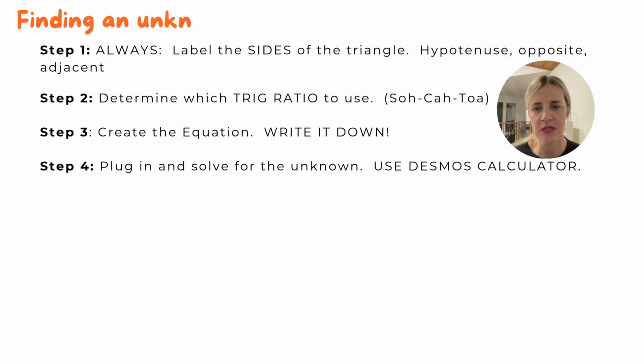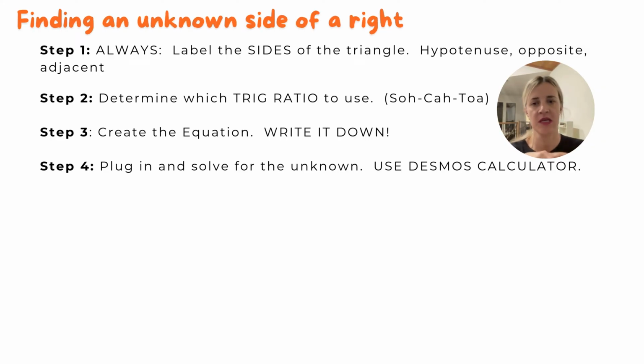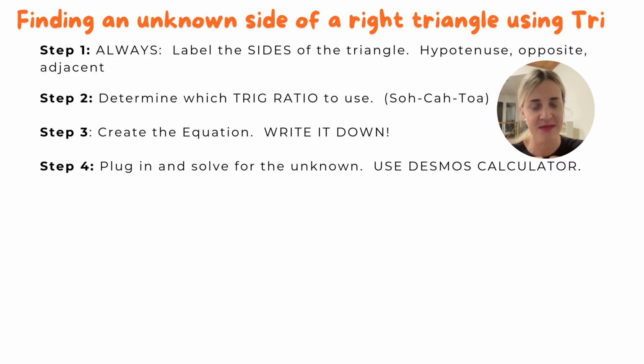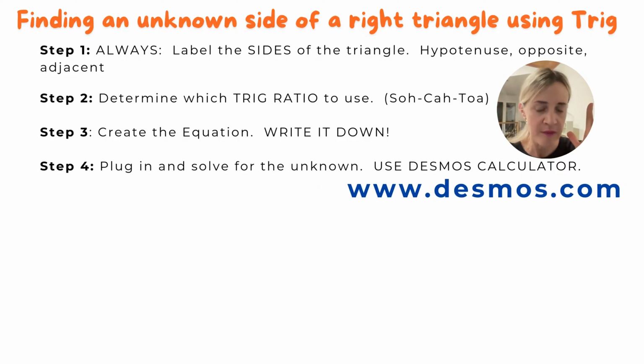And I do want to go through the steps one more time for finding an unknown side of a right triangle using trig. Same steps as we listed when solving using tangent. This time in step 2, remember when we were doing tangent, I said all these problems are going to be tangent, so disregard SOH and CAH, but this time we have to choose. So that's a key one, step 2, determining which trig ratio to use. So step 1, label the sides. Step 2, determine which trig ratio to use. Step 3, create your equation, write it down. Step 4, use a calculator, desmos.com, and solve.